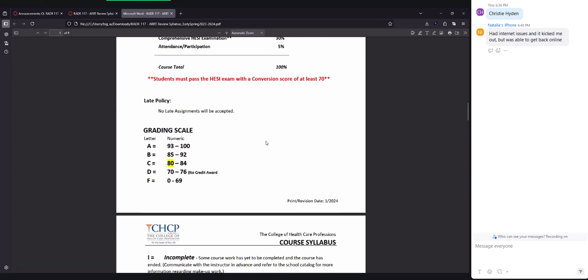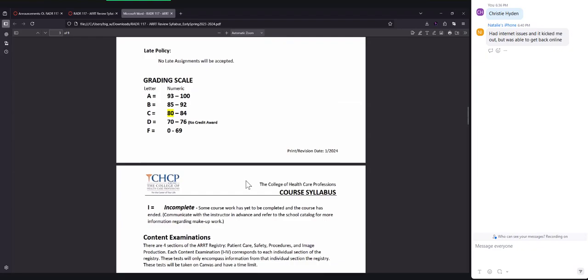So our grading scale, I don't believe, is any different from any of the other courses that you've taken in the program. Remember that the 80 is the minimum for a passing grade.